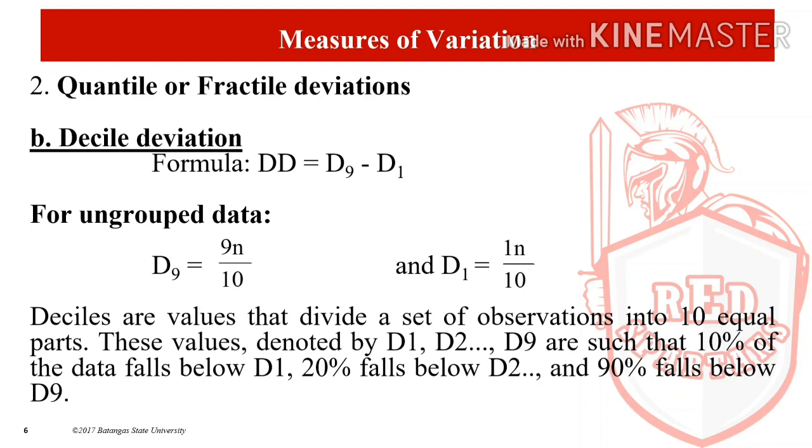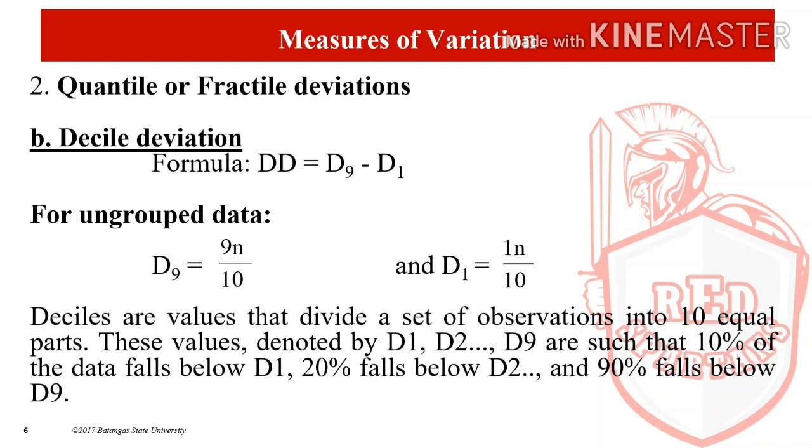So, deciles are values that divide a set of observations into 10 equal parts. Kung yung sa percentile, nakabase tayo sa 100 or 100%, si decile naman nakabase siya sa 10 equal parts only. These values denoted by D1, D2, up to D9 are such that 10% of the data falls below D sub 1, 20% falls below D sub 2, and 90% falls below D sub 9.